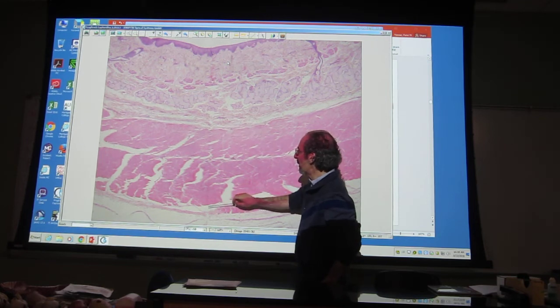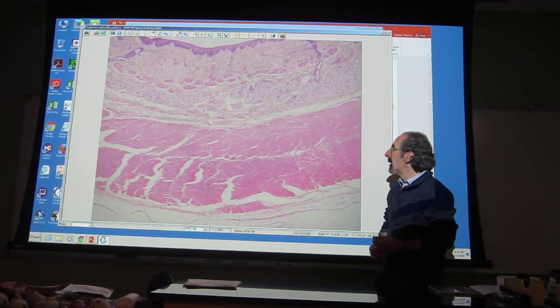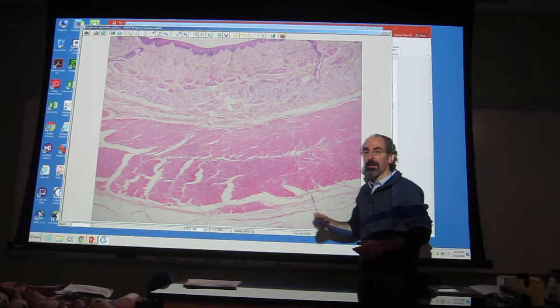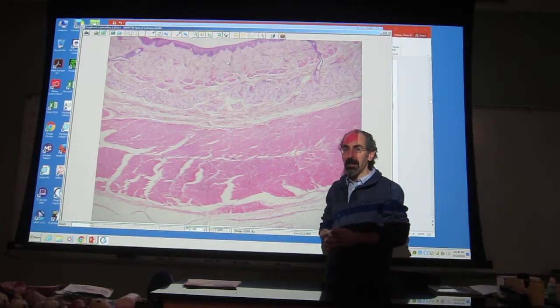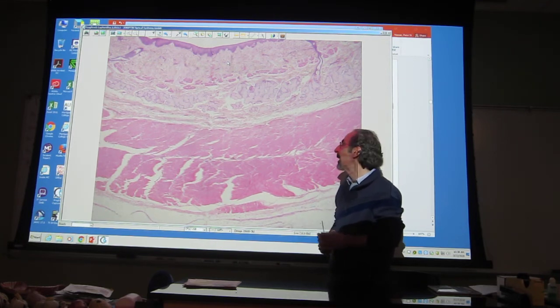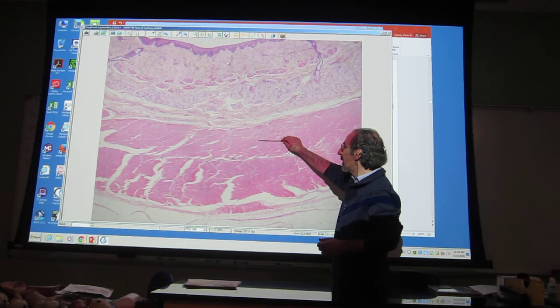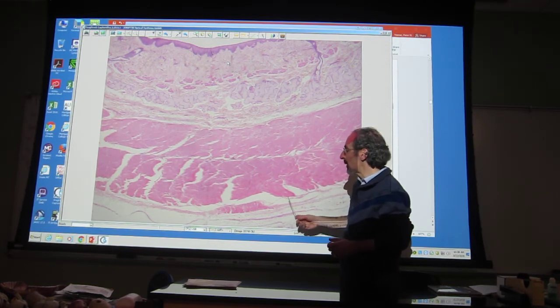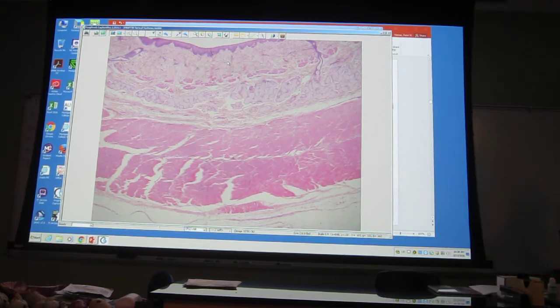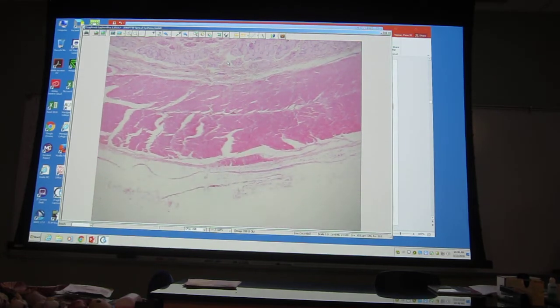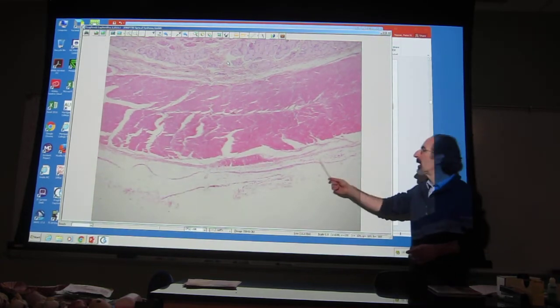Below that, we have two layers of smooth muscle. Because we're in the esophagus, some of this muscle may actually even be skeletal muscle, depending on where they slice the esophagus and what type of species of animal this was taken from. But in any case, there's an inner circular layer and an outer longitudinal layer. And then after that, we have a little bit of serosa.